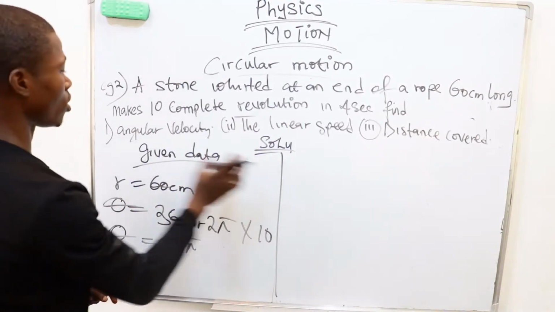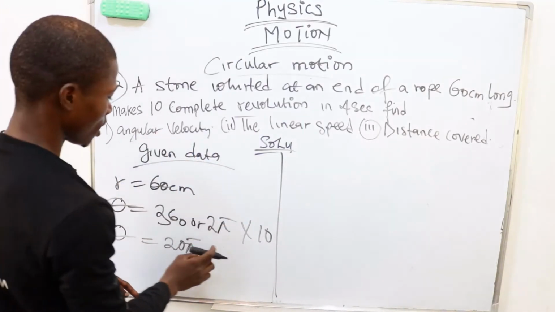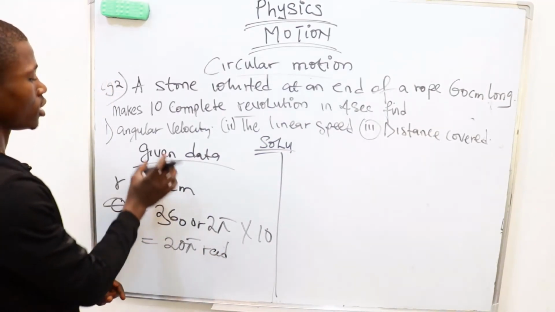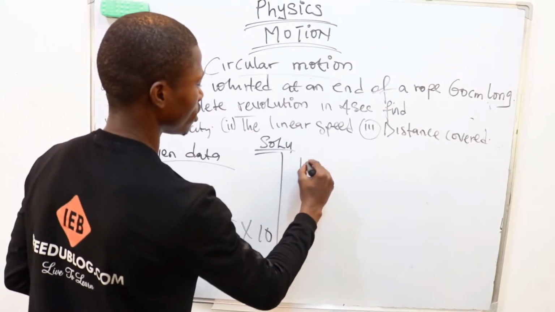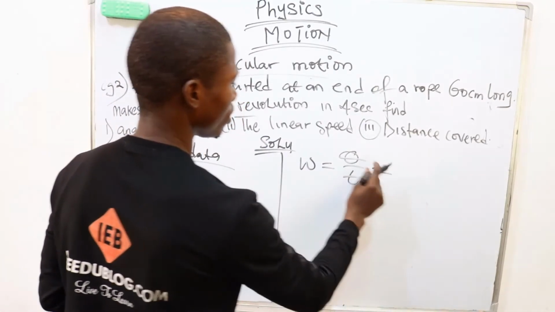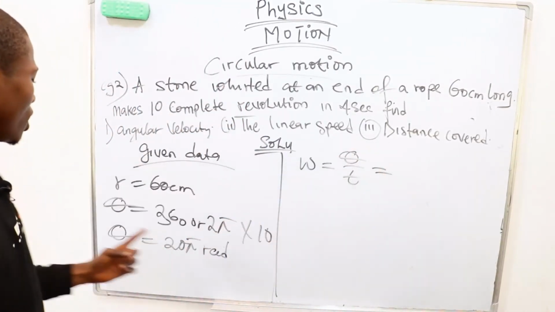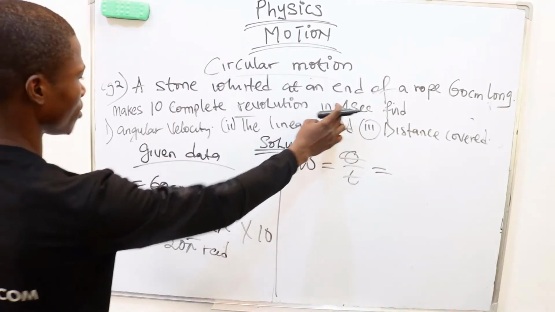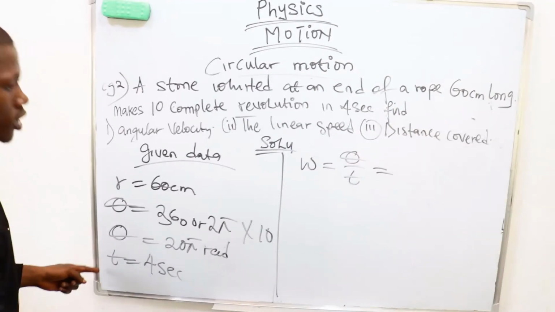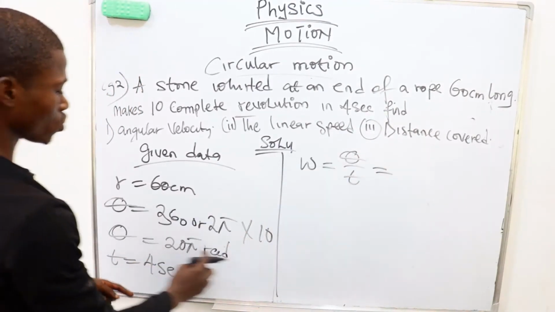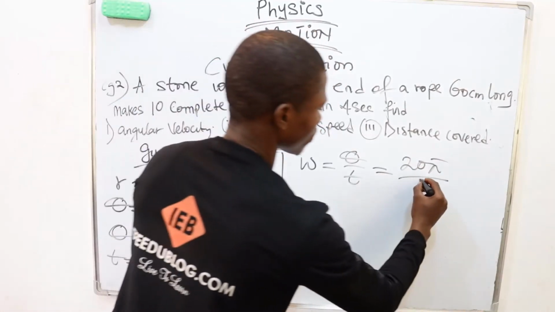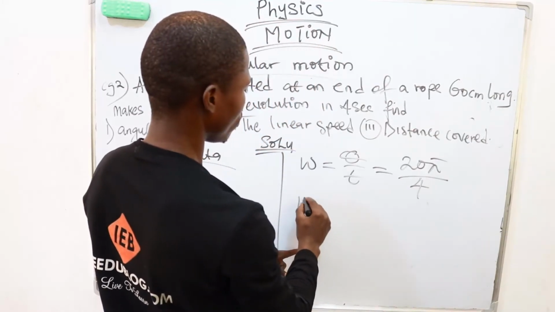Okay, so let's go over and solve for our angular velocity. Our angular velocity says that omega is equal to theta over time. You can use this formula because we have theta and time. Sorry, I didn't bring out our time. This is our time, which is 4 seconds. So our omega is equal to 20 pi all over our time, which is 4 seconds, and we should go over and solve.